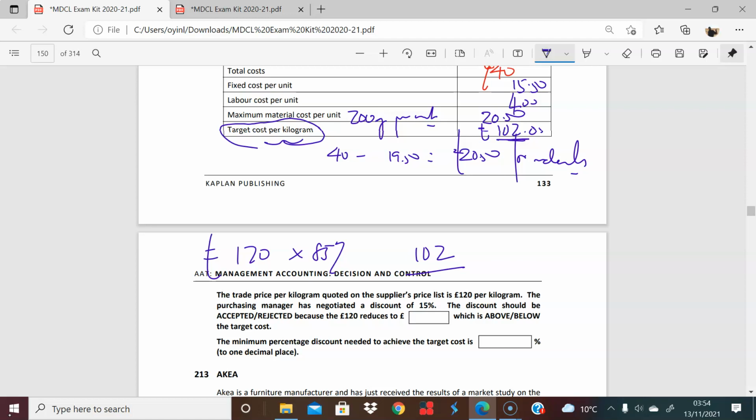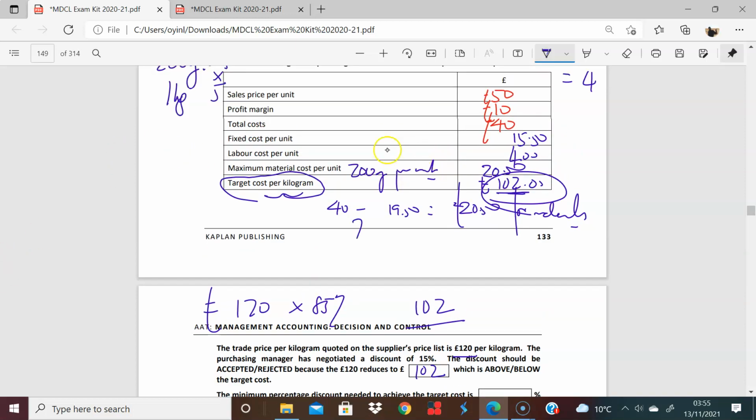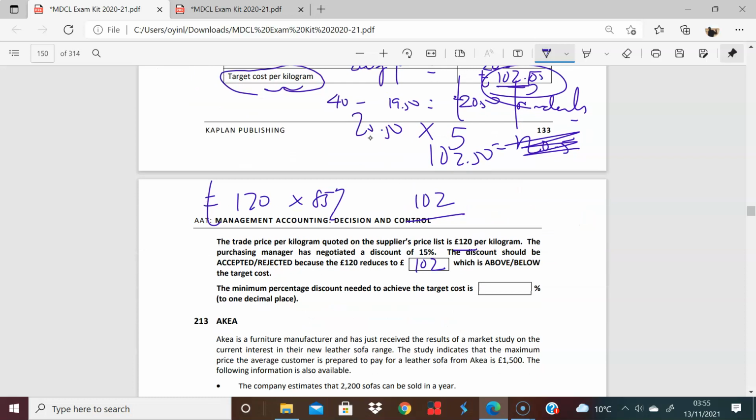Oh, interesting. 120 times 85% literally takes me to 102, which is exactly what I have. Let me see why I have an error here. 15% of 120 is 18, and that brings it down to 102. Let me check with my own figures. £20.50 times 5 is not £120.50, sorry, it is £102.50. So this is actually £102.50, and you've brought yours down to 102. So yours is below target cost, a saving of 50p.